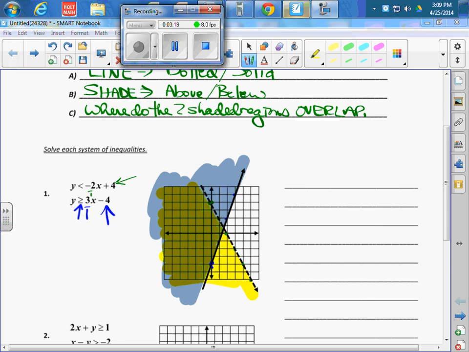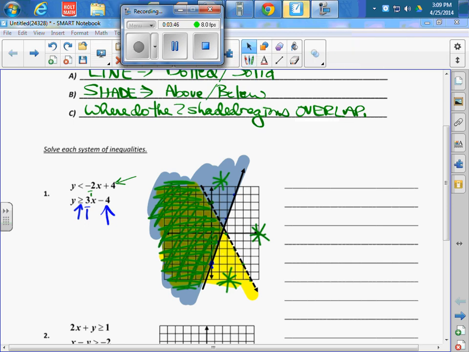And if you'll notice, this region here, well, blue and yellow are supposed to make green. I suppose that kind of looks like green, doesn't it? Any point in this shaded area out here will satisfy both inequalities. Notice over in this area there's no shading. Here it's just blue. Here it's just yellow. But over here, this is where my answers are. Any point in that shaded area will satisfy both inequalities.